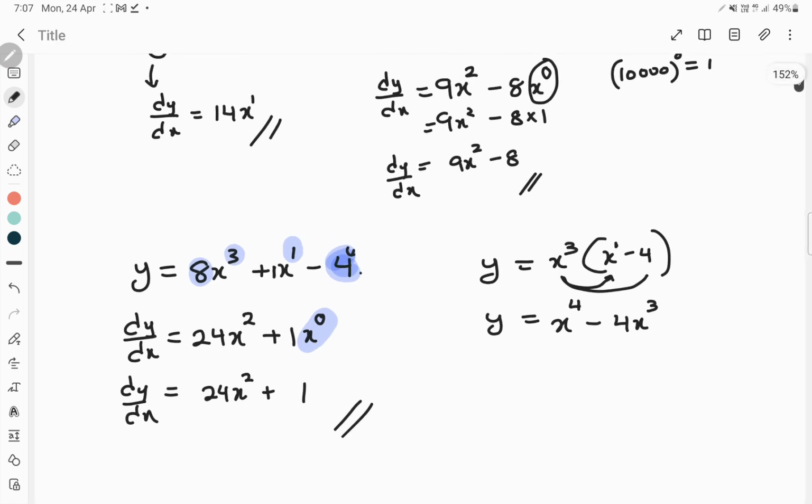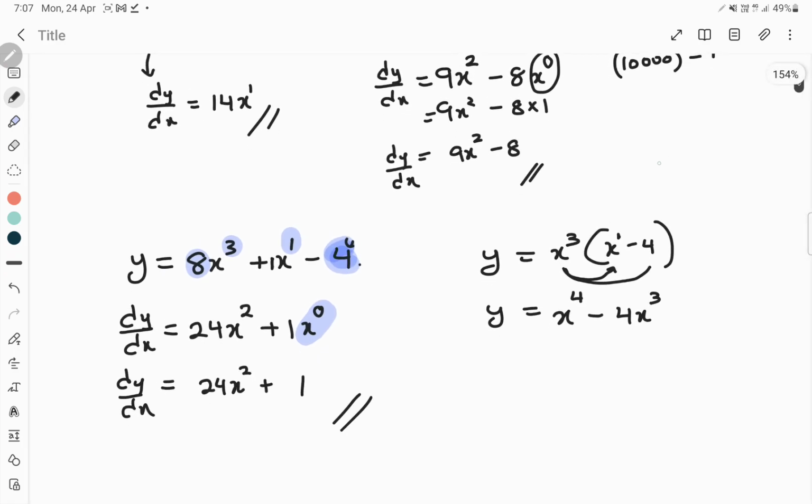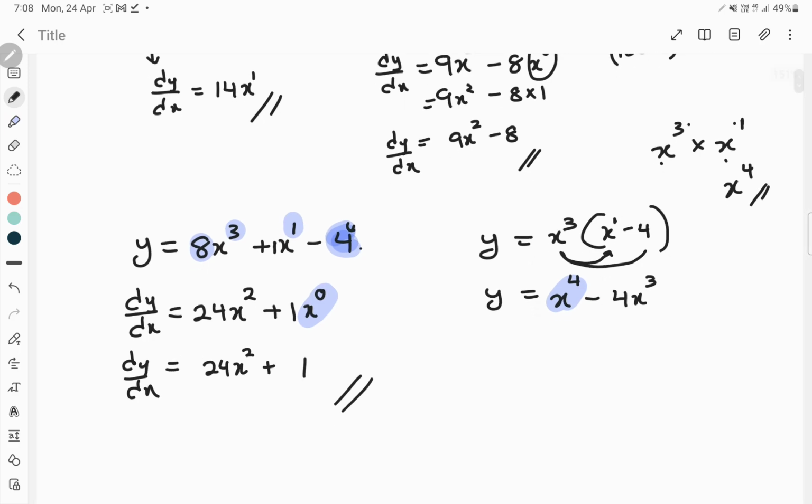Now you might be wondering, why did x to the power 4 come? So I hope you know the indices rules. If you have x to the power 3 and multiply by x to the power 1, the bases are the same, so the powers get added. So x to the power 4. So that's the reason why this became x to the power 4. Alright, that comes in the indices lesson, which I'll be doing in the future.